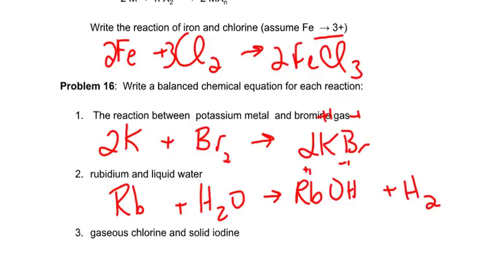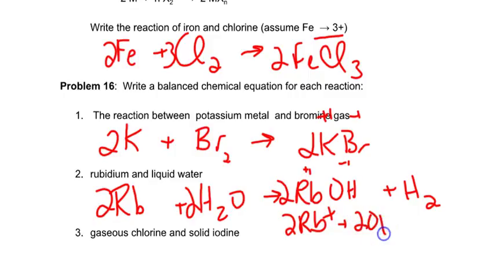Now we have to balance this. I believe we need a 2 here, a 2 here, and a 2 here. What would also be good at this point is probably to separate them out into their ions, because group 1 hydroxides are going to be soluble. So you're going to write out their ions.